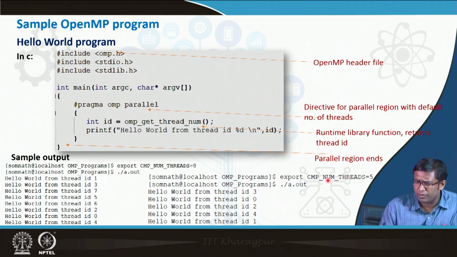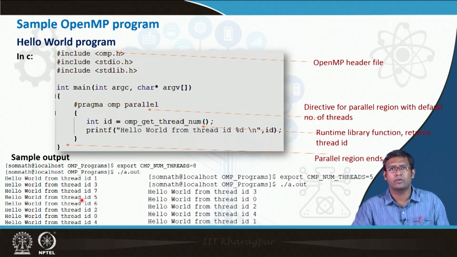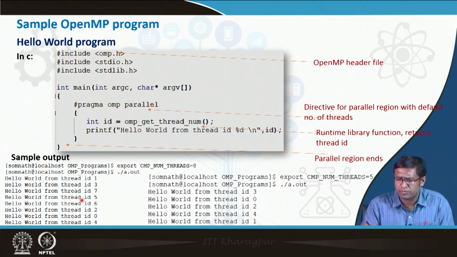If we change the number of threads, here it is 8, so 0 to 7, the first thread is thread ID 0, the last thread is thread ID 7. Thread IDs always start from 0. So if you run on 5 threads, the thread ID will be 0 to 5 minus 1, 4. So it will run from 0, 1, 2, 3, 4.